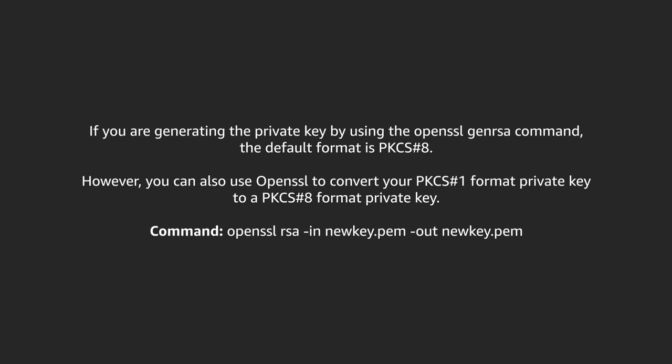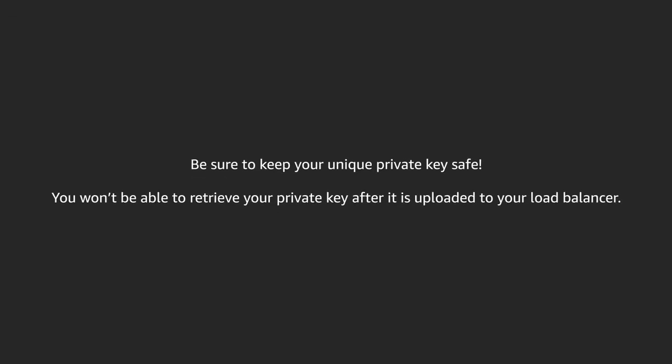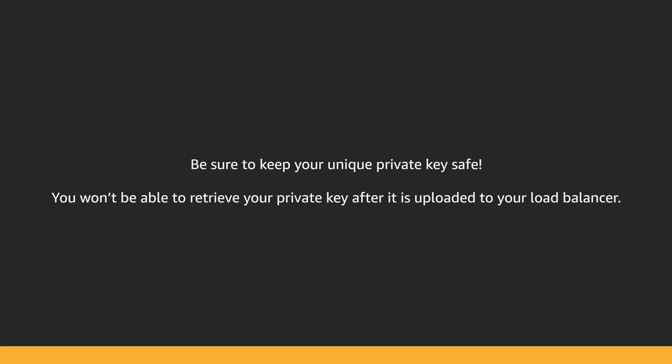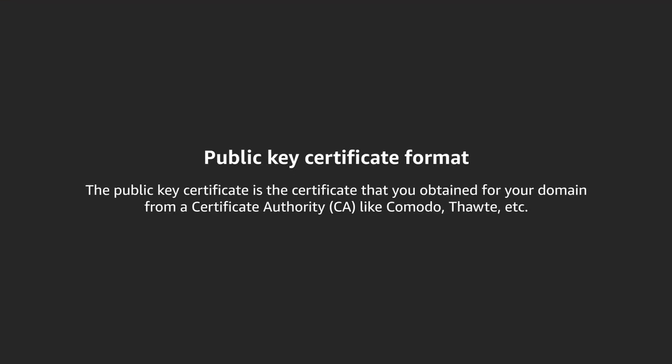The command for the same is OpenSSL RSA -in new_key.pem, which is the place where you would upload your PKCS1 private key, and -out would be where you would want to store your PKCS8 private key. Because the private key is unique, one thing to keep in mind is that you should always keep it safe and handy. You won't be able to retrieve your private key after it is uploaded to your load balancer for security reasons. Now let's move over to public key certificate format.